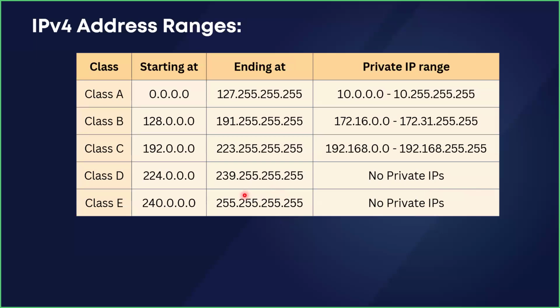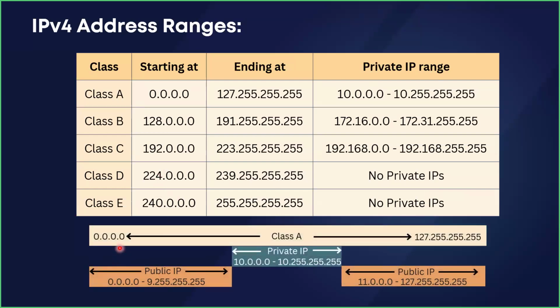If I had to elaborate this a bit further, let's take the example of Class A. Class A starts at the first IP 0.0.0.0, and it goes up to the last IP 127.255.255.255. Same exact range which is written over here. Now, in this entire range of Class A, there's a small private IP range from 10.0.0.0 to 10.255.255.255. So any IP within this range is a private IP. And any IP outside that range, which is from 0 up to 9.255.255.255, and after 10, from 11 to 127, these are the two sets of public IPs.